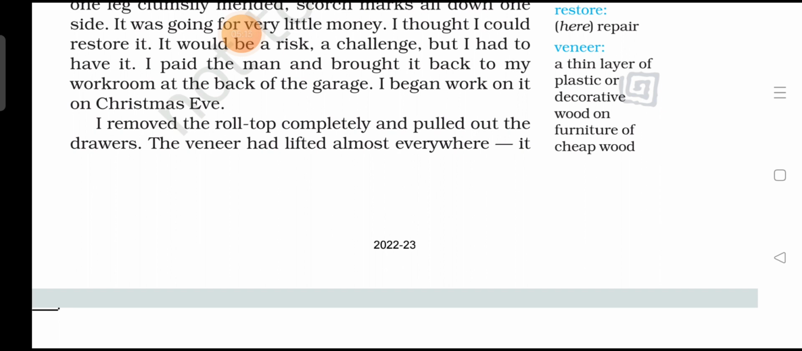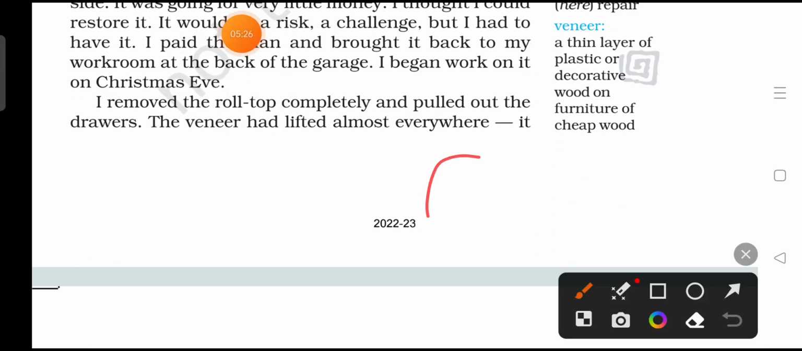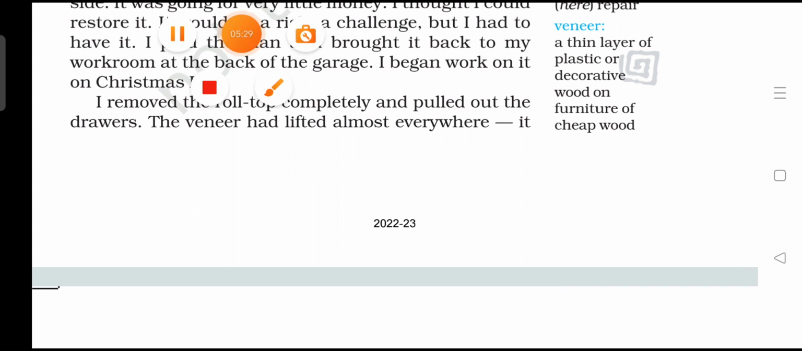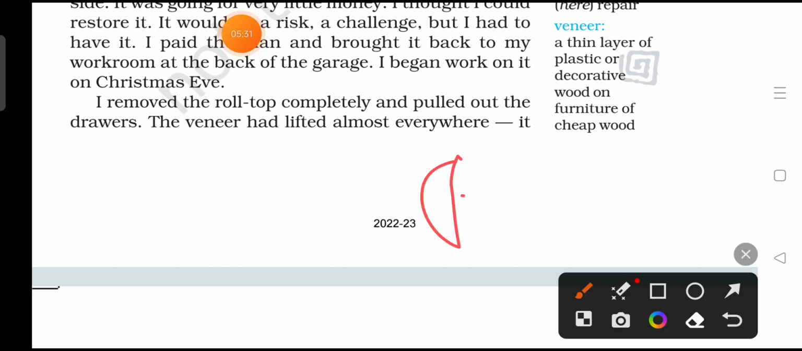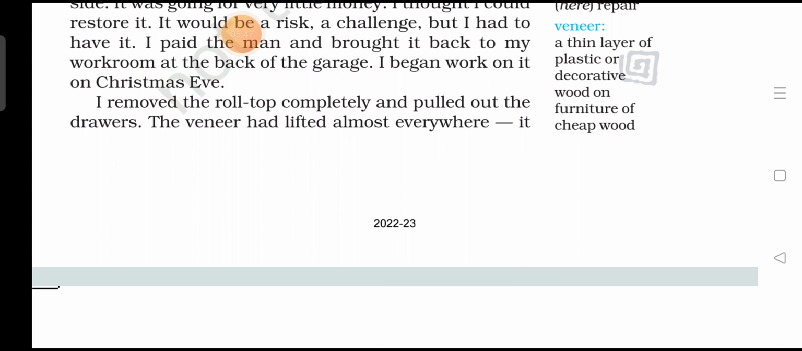Okay, yes, I removed the roll top completely and pulled out the drawers. Means the writer removed the roll top of the table. I have already described the roll top table, dear students, which is like this. Sorry, like this. It is your roll top table. Here the person is working over here, and the writer has removed this roll top completely and he has pulled out the drawers.